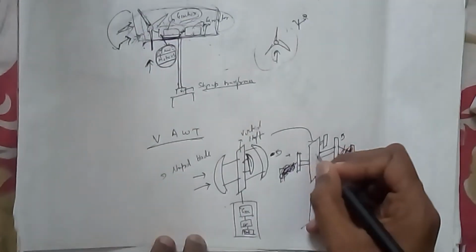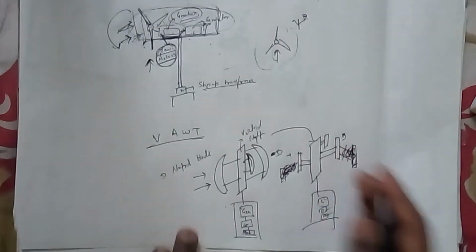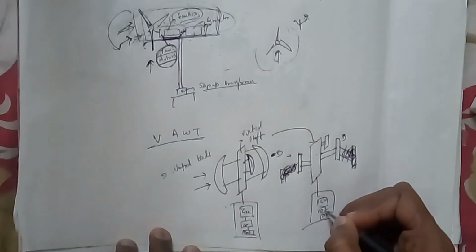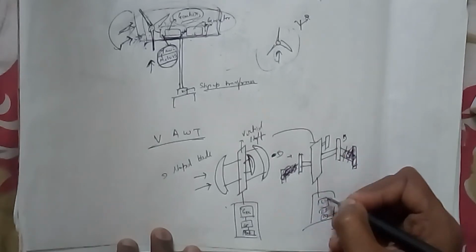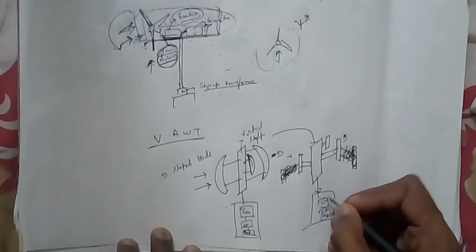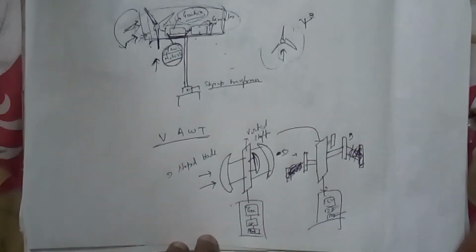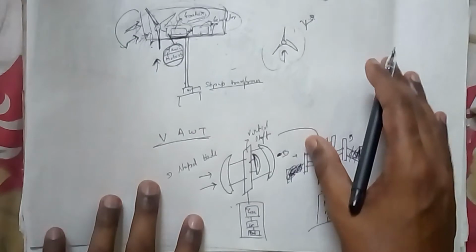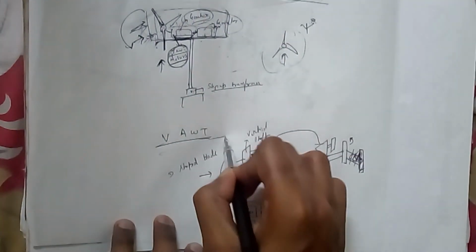There is a vertical shaft. These are rotating in this direction or the opposite direction depending on the wind. This is your gearbox, this is your generator, this is your battery. So it is rotating. The gearbox is helping it reach the maximum speed, and then there is a generator which is producing electricity, and from there it is stored in the battery. So these are your horizontal axis turbine and this is your vertical axis turbine.